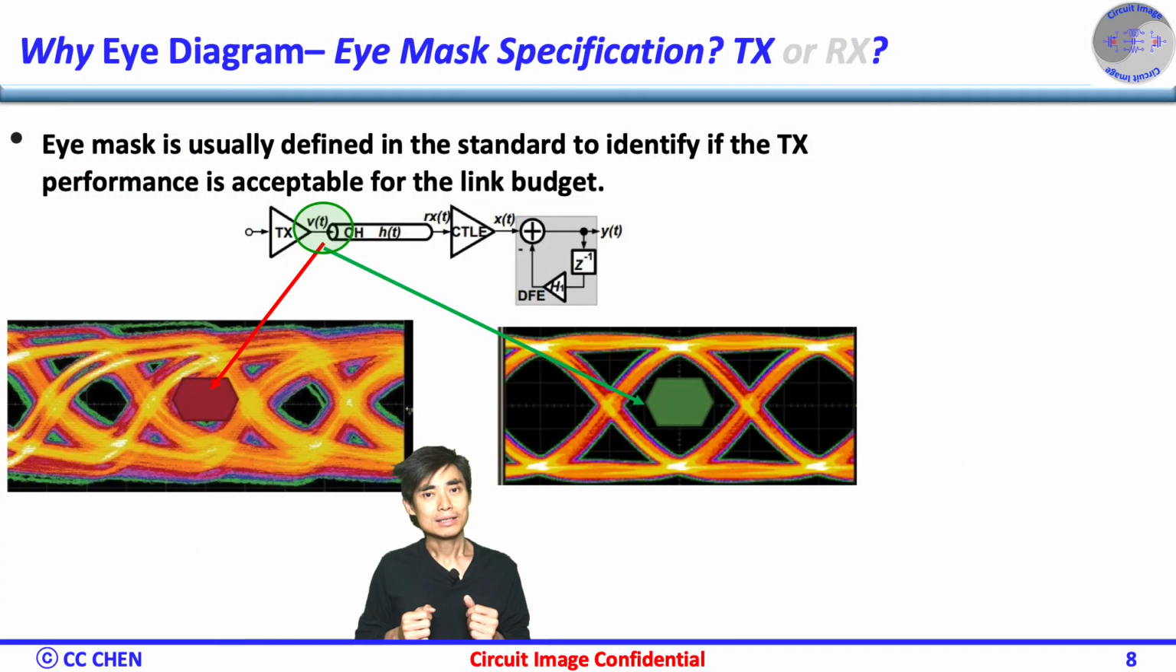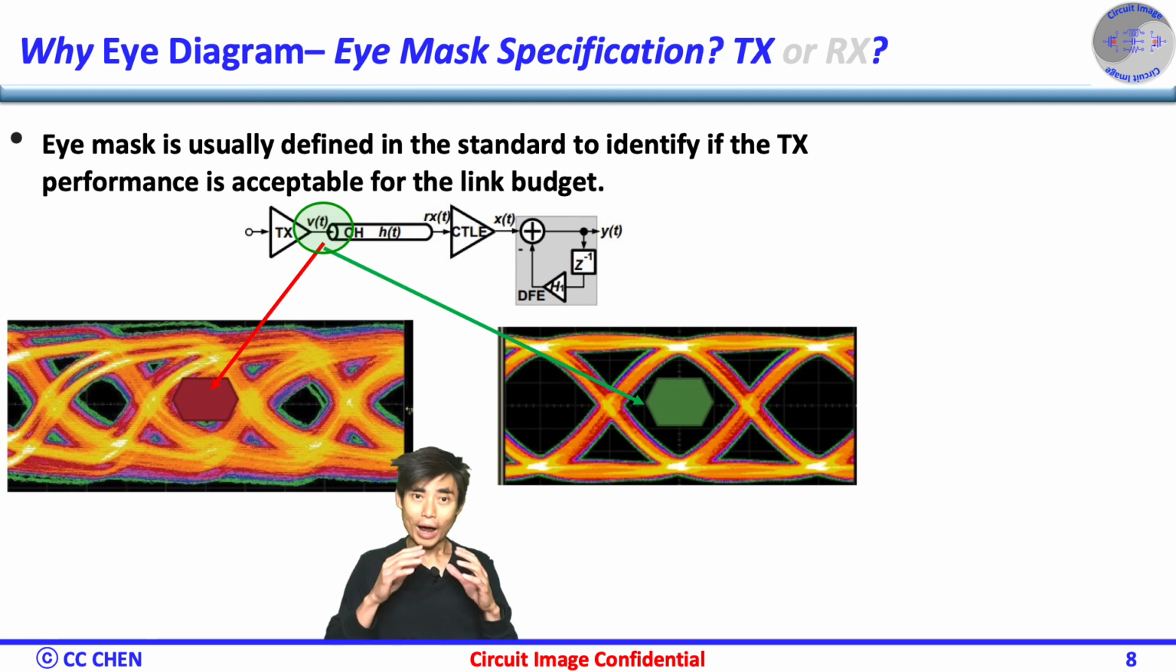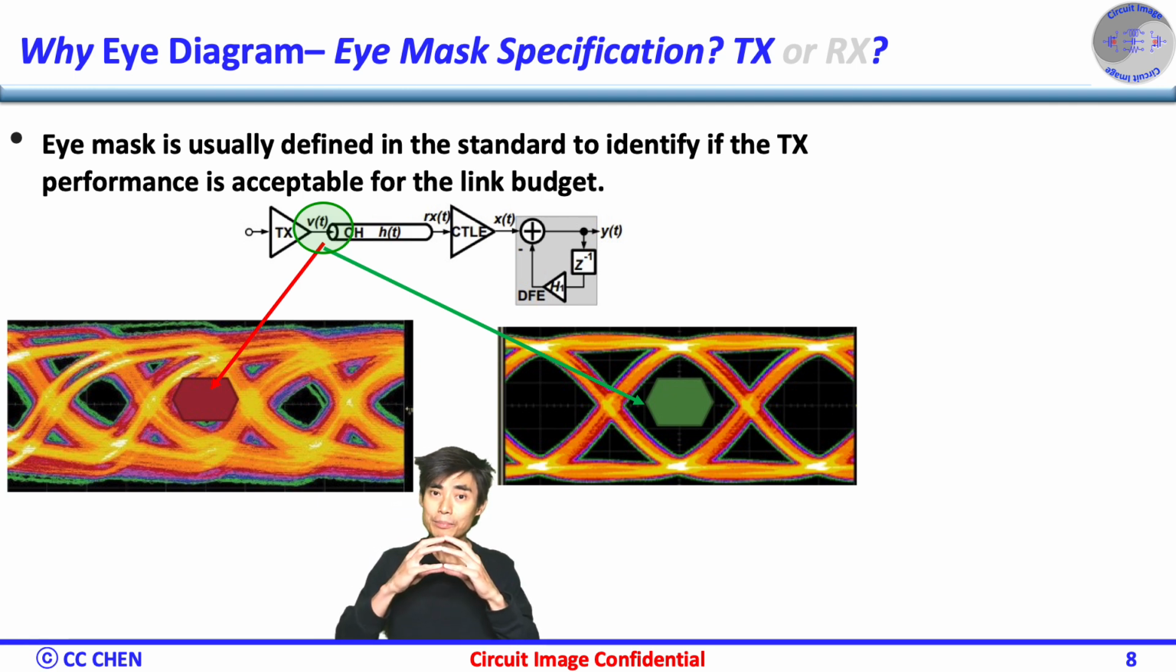Bingo! Eye mask. Before looking at the eye mask, let's look at the eye diagram and transmitter of a silicon system. As you can see, the eye diagram can be measured through an oscilloscope directly at the TX output, which will show the signal integrity, SI, before the channel. Again, to meet the bit error rate and the target value, the standard will define the eye mask to identify if the TX SI performance is acceptable for the link budget across any third-party silicon.